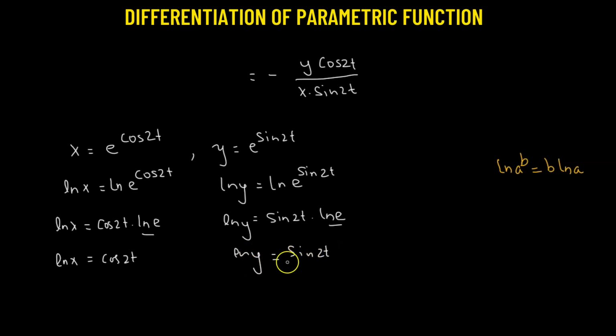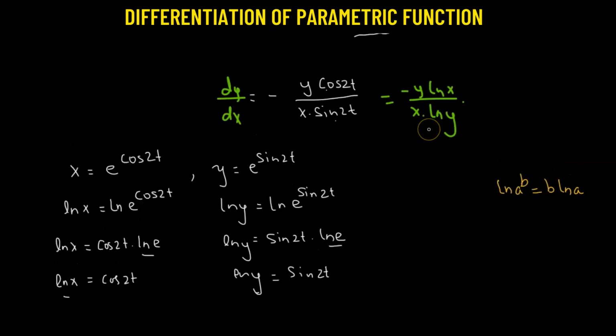2t. Now what we can do, in place of cosine 2t and sine 2t, we can replace them with this log x and log y value, and this is going to give us, so this is dy over dx, so this will be equal to negative y, so we have cosine of 2t, that will be log of x, divided by x times sine 2t, which will be log of y. So here we have successfully shown that the derivative of y with respect to x is negative y log x divided by x log y.